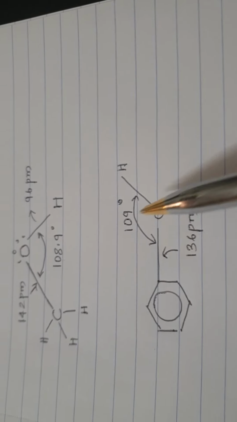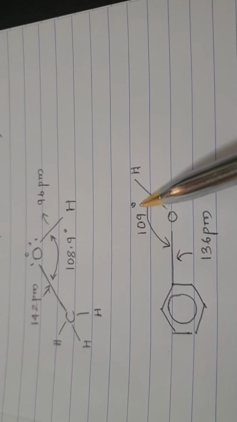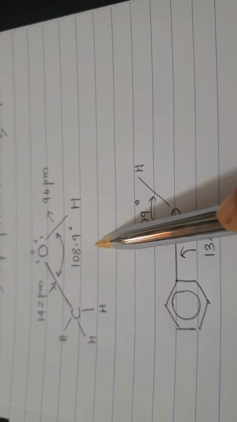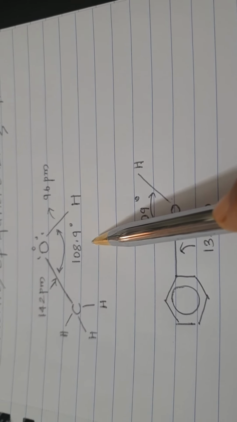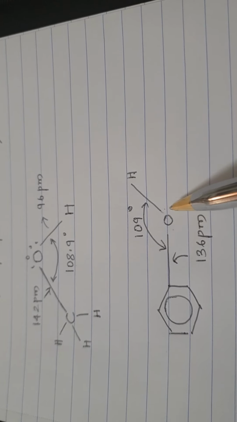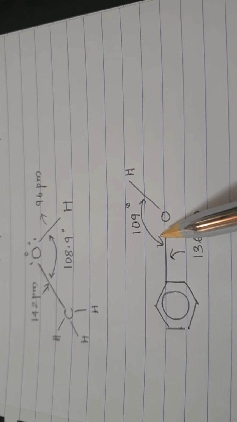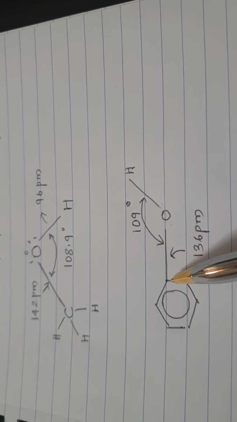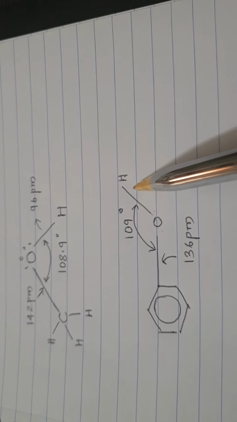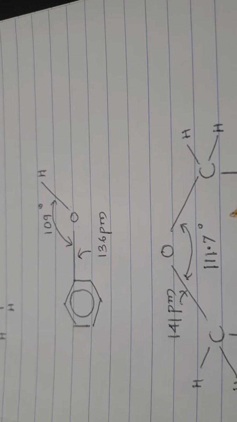Let's go to phenols. Over here the angle is 109 degree, almost similar to that of what we find in the case of alcohol. Here also the lone pair of electrons affect the angle which is made between carbon, oxygen and hydrogen. Let us see in the case of ether.